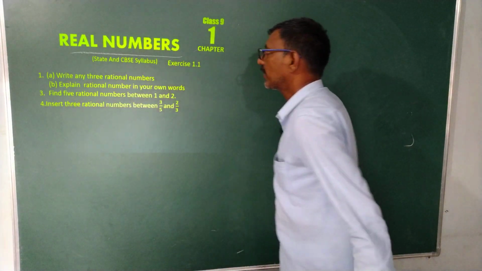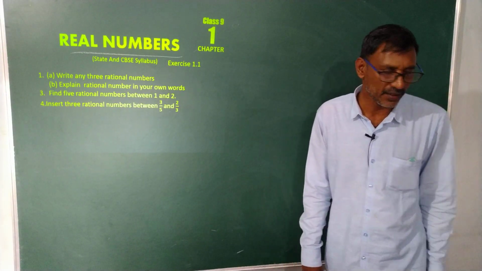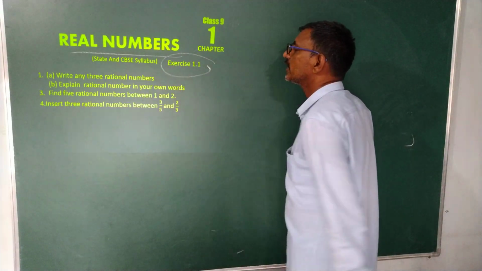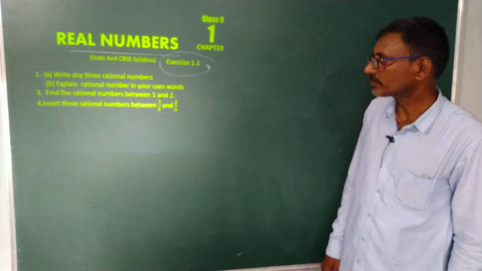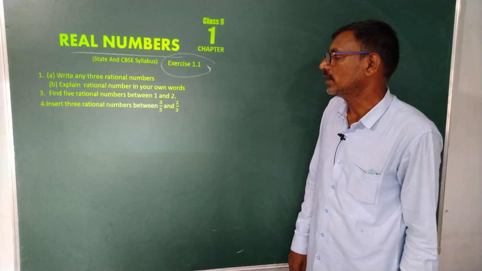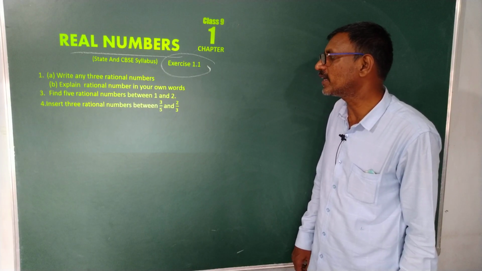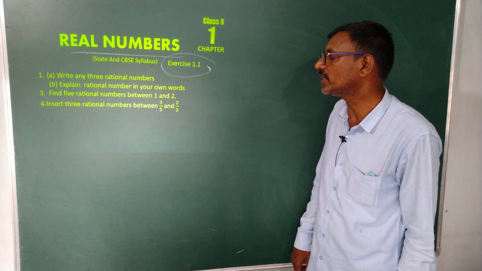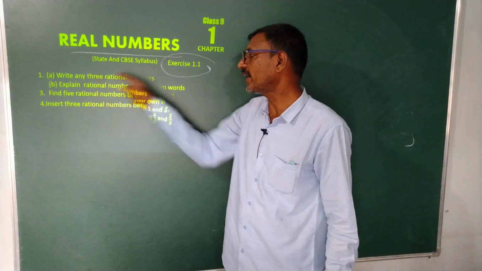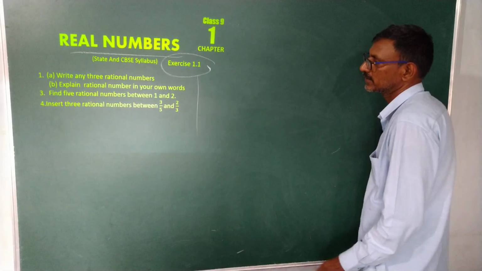So in real numbers, class 9, chapter 1, we discussed yesterday already. So today we will see exercise 1.1, in which the first question is: write any three rational numbers and explain the rational numbers in your own words. See here, write any three rational numbers. Okay, I will write the three rational numbers.